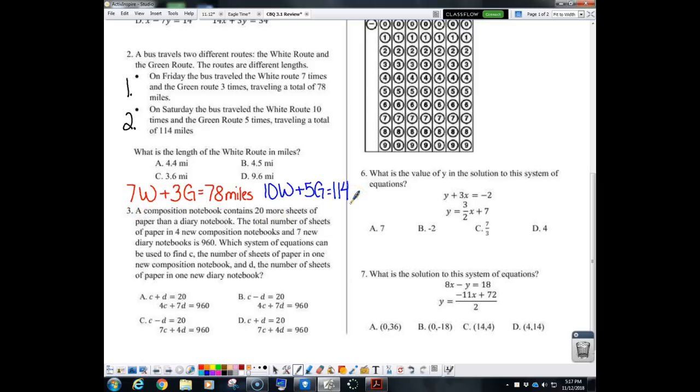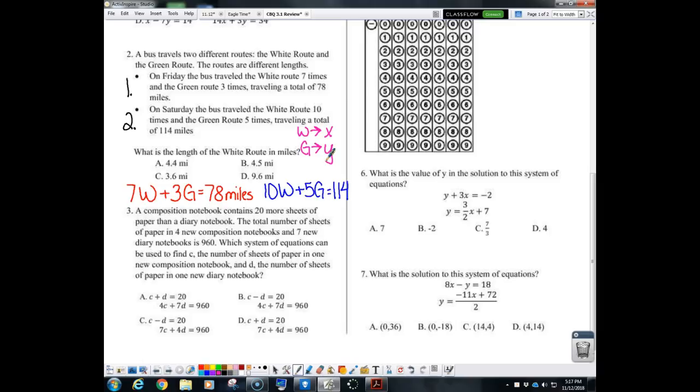Just like yesterday, you have your two equations, but you still need to solve it. They want to know what W is. If you remember yesterday, you have to assign your variables. You have to use X and Y. You can't use W and G. So instead of W, I'm going to use X, and instead of G, I'm going to use Y.